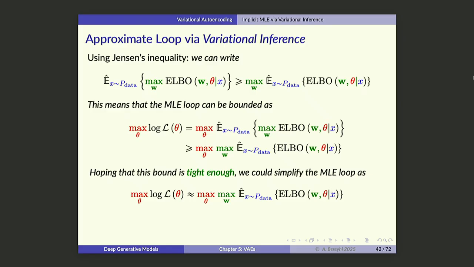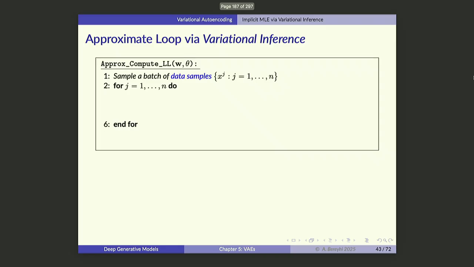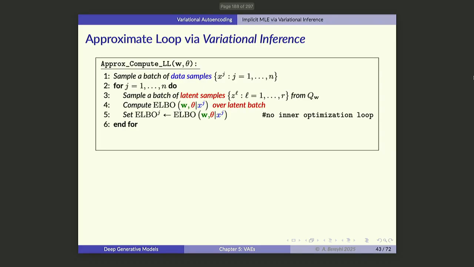No question? Okay, great. So we can now write down the algorithm like this. If I want to compute the log likelihood, but this time I do not compute it exactly, I just compute it approximately, I'm going to get my batch of samples. Then when I get into the loop for every single sample, eventually I do all the computation at once, right?